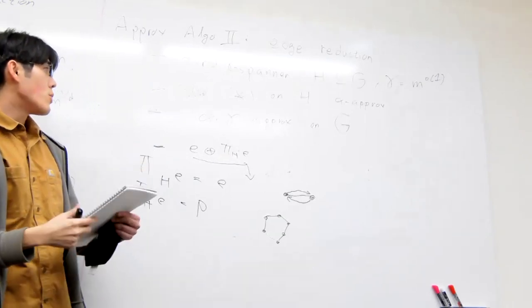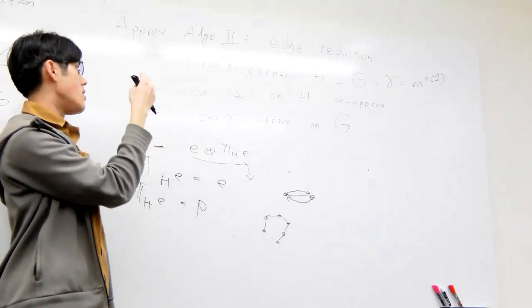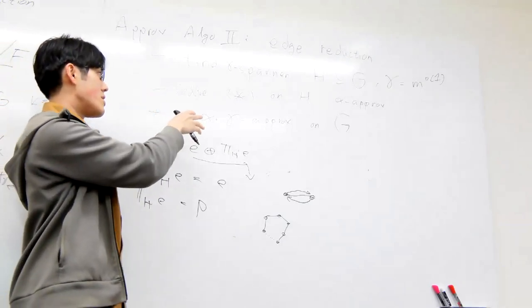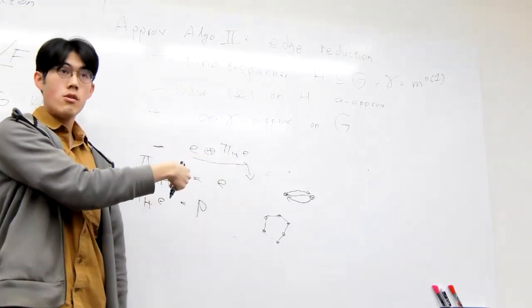So what we can show is that if none of the cycles in the edge is good, then one of these spanner cycles is good.